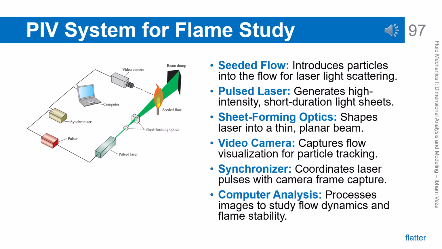PIV system for flame study. A PIV system uses small seeded particles in the flow to visualize fluid motion. A pulsed laser forms a thin light sheet that illuminates the particles. A camera records the particle positions at two very close time instants. The particle displacement is used to calculate the flow velocity vectors. This technique is very useful for studying flow structures and flames.